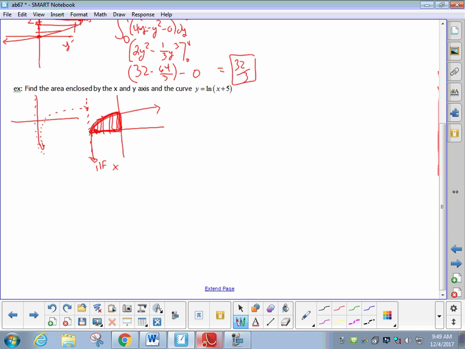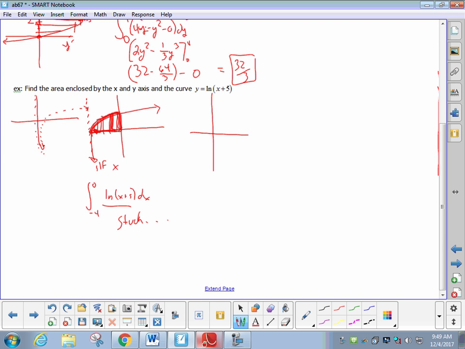You might think, okay, it seems no big deal. Well, what would the integral be? The integrand, really. Don't worry about the limits. The limits, I guess, would be negative 4 to 0, which is nice. But what's the integrand? What's the height? Natural log of x plus 5. But we do not know how to integrate natural log of x plus 5 yet. We will, but not yet. Okay? So you're kind of stuck.